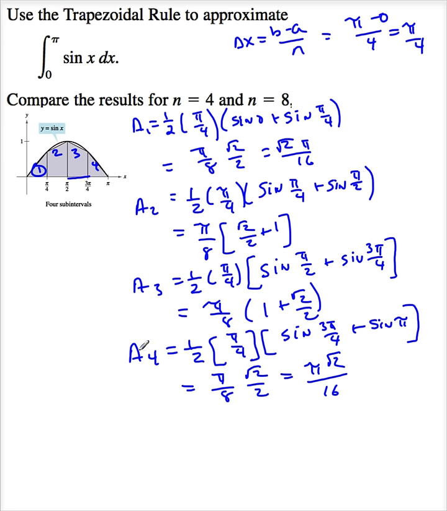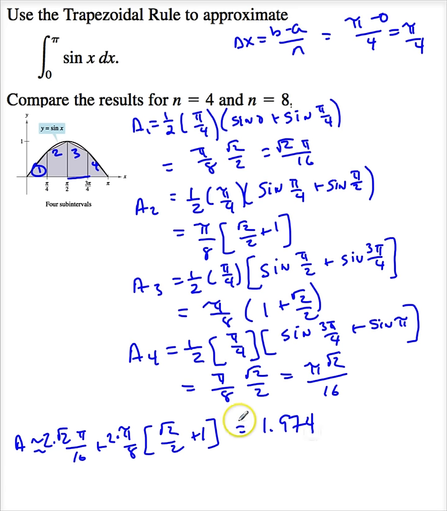So the total area, I add all of these up. The actual area is approximately equal to square root of 2 pi over 16 plus pi over 8 times the square root of 2 over 2 plus 1. And I actually have two of these, don't I? So I'm going to put times 2 out here. And then, oh, I have another one of these, so I'm going to put plus 2. So if I put this in my calculator, this is 1.974 approximately.